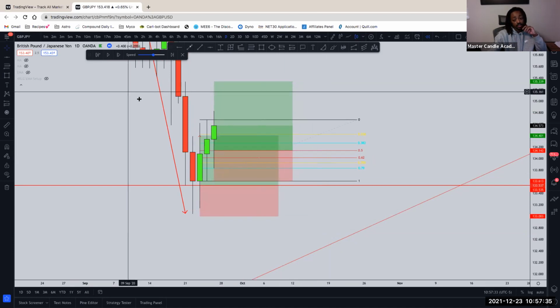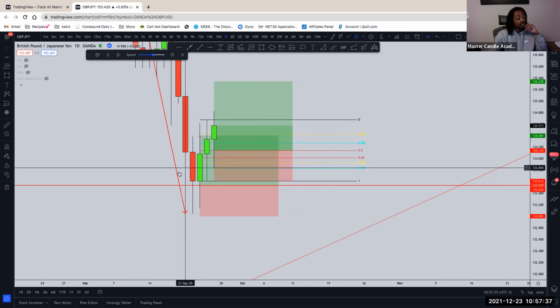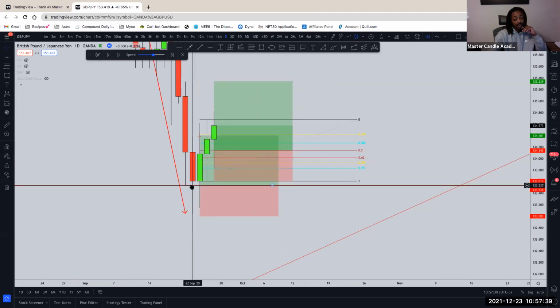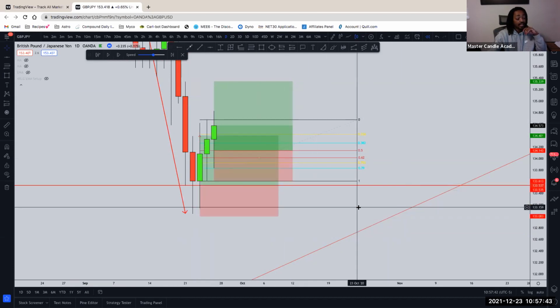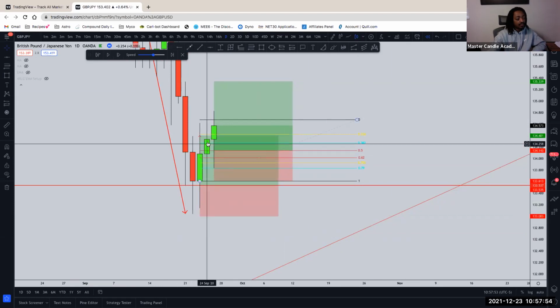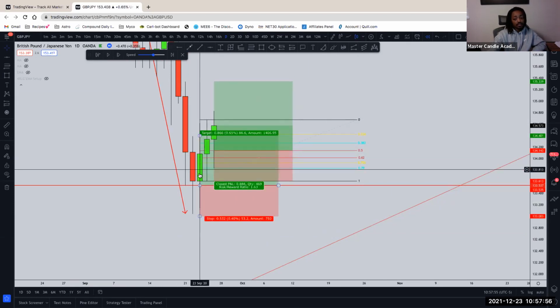All right, this is why it's important to understand the wicks. It's important to understand price action and market structure. Because now the price action of the last two candles has also given you a pattern.